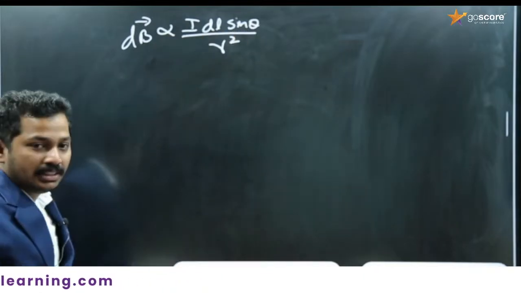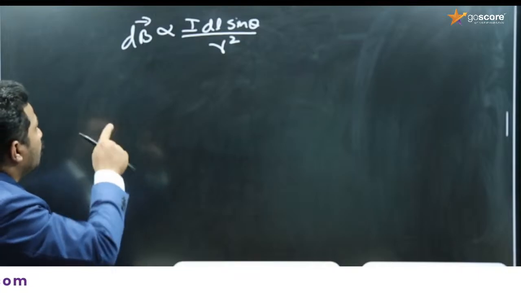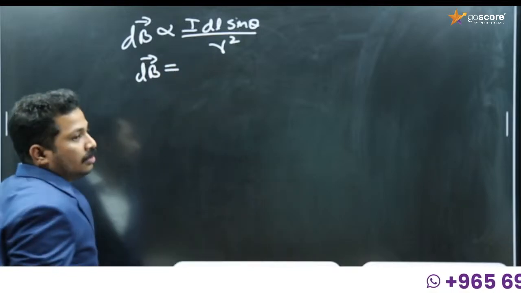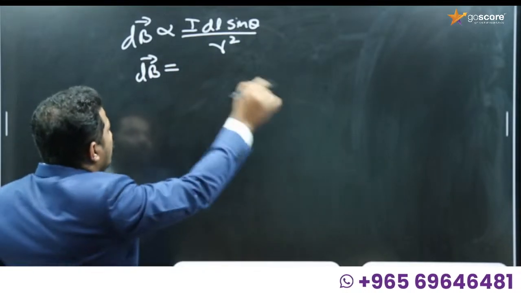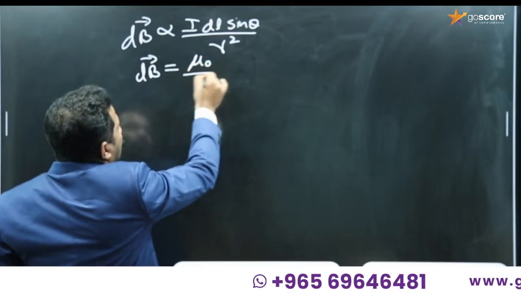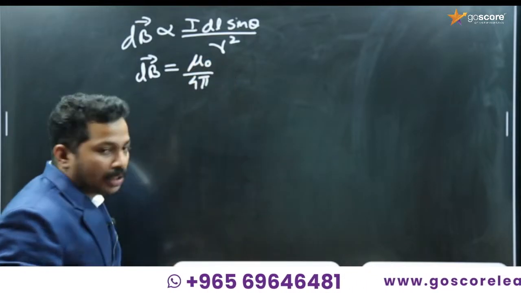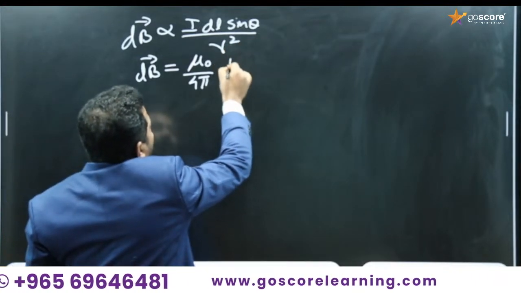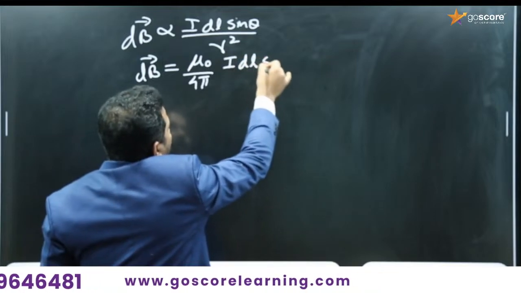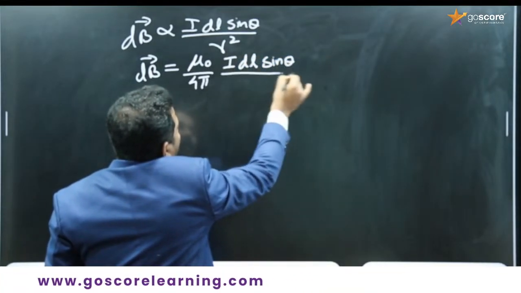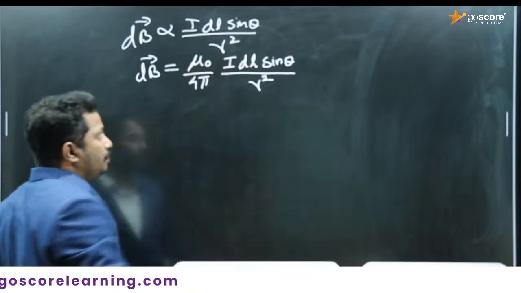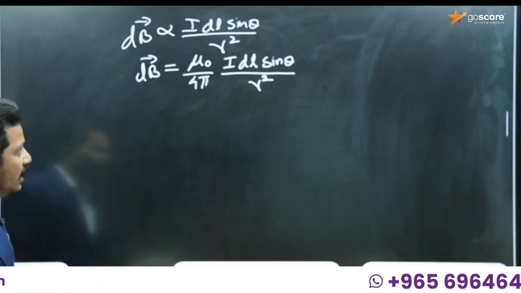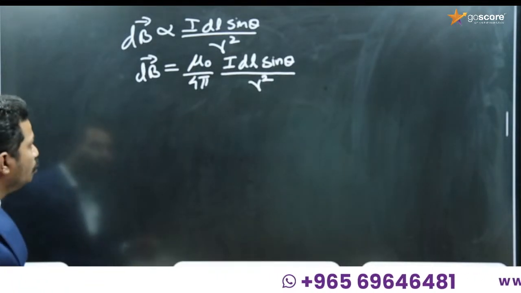So to change the proportionality symbol to an equal to symbol, what can we do? We should multiply it with a constant, right? So the constant here is mu 0 by 4 pi. I will explain it later. So the constant here is mu 0 divided by 4 pi. So dB is equal to mu 0 by 4 pi I dl sin theta by r square. Is that clear? So we have the Biot-Savart law: dB is equal to mu 0 by 4 pi I dl sin theta by r square.